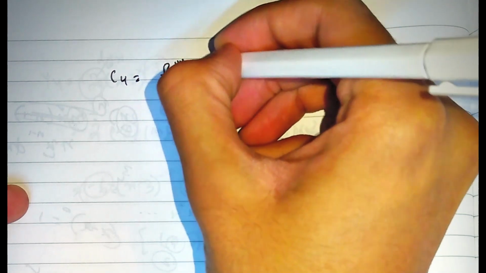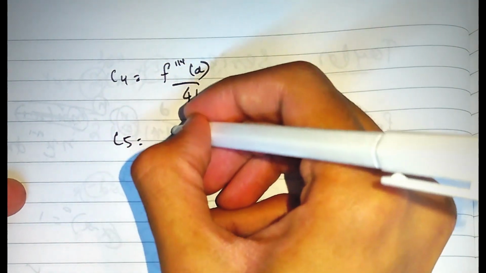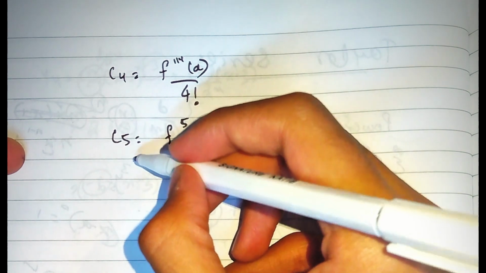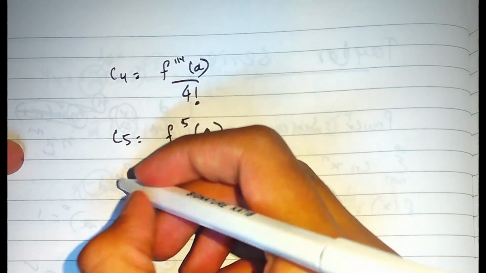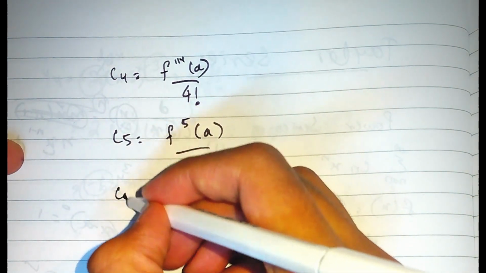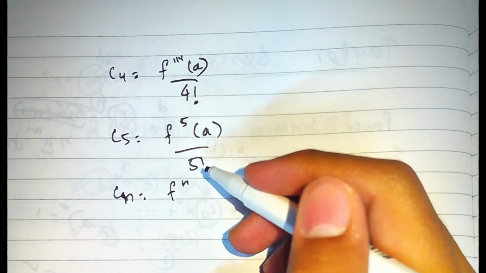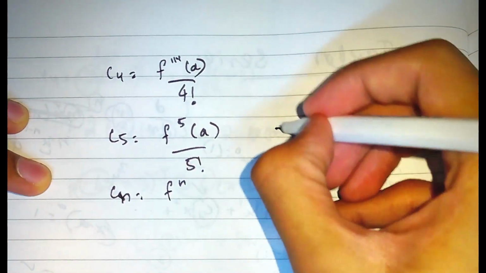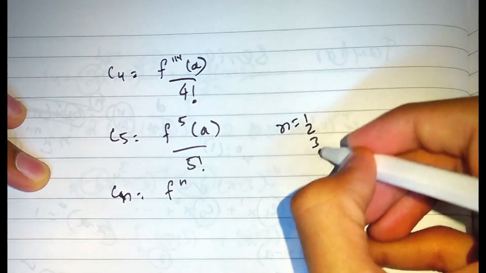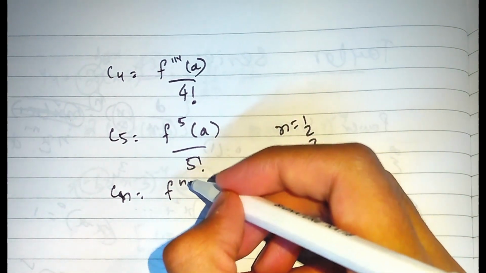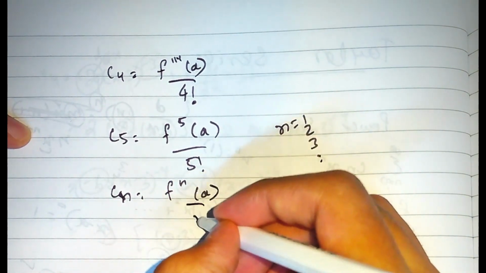So what would be c4? c4 can also be written as f fourth derivative of a divided by 4 factorial. And the same thing goes on for c5, the fifth derivative with respect to a divided by 5 factorial. Now you can see 1, 2, 3, 4, 5. We can replace this 5, 4, 3 to 1 with a number n. So cn would be equal to f nth derivative. You will take the derivative n times. n is equal to 1, 2, 3, any number given to you. So the f nth derivative with respect to a divided by n factorial.